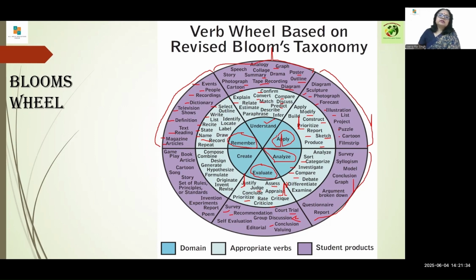Talking next about the top level, from where do we get it? Let's check.